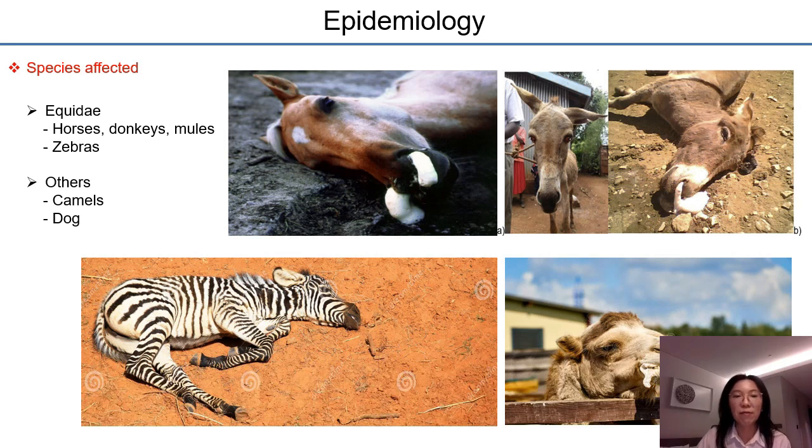Look at this. The species affected. The horse starts to have a foamy nasal or mouth discharge, becomes very sick, then lies down, foamy fluids discharge outside of the body, and then it dies. The species affected are Equidae: horses, donkeys, mules, and zebras, and others include camels and dogs.